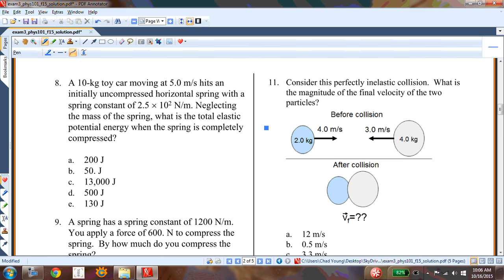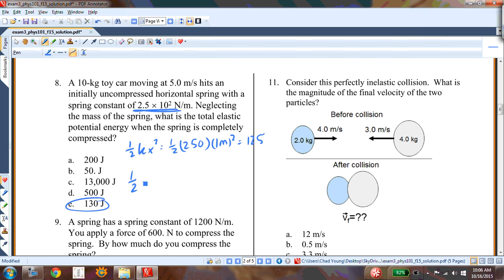Okay, exactly the same problem. And I want to know what is the total elastic potential energy when the spring is compressed. Could have done this a couple different ways. I could have said what is the elastic potential energy? It's 1/2 kx squared. That's 1/2 of 250 newtons per meter times 1 meter squared, and I'd get 125, and that would be the answer.